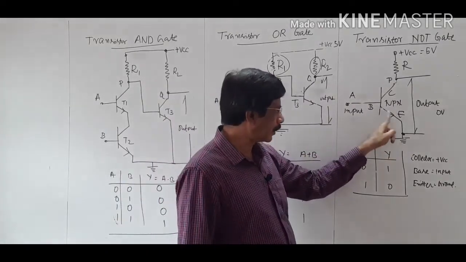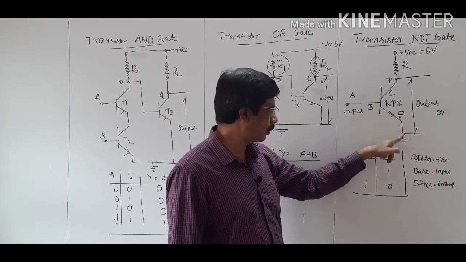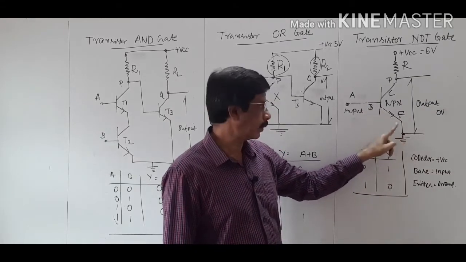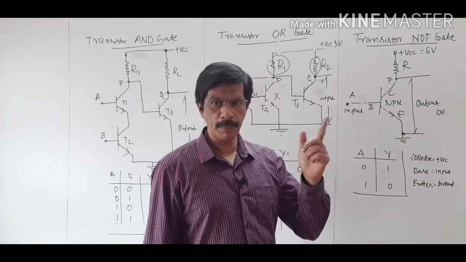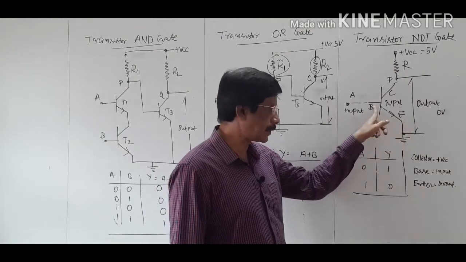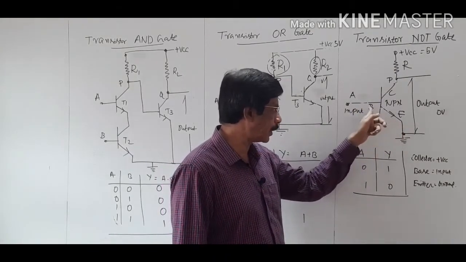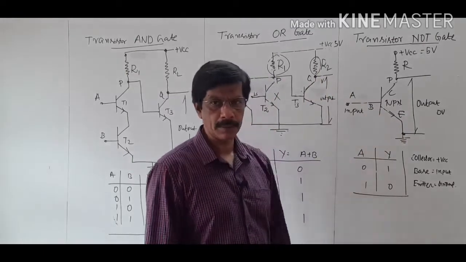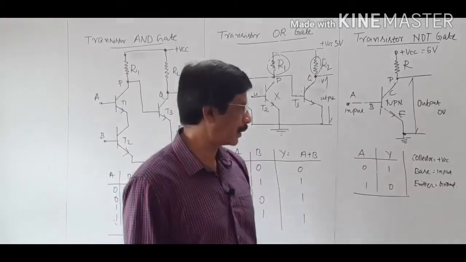The arrow in the emitter terminal shows current flow from base to emitter. This is the NPN transistor. In the case of PNP transistor, the arrow is moving from emitter to base, which means that the current is flowing from emitter to base in PNP transistor. This is the difference between PNP and NPN transistor.